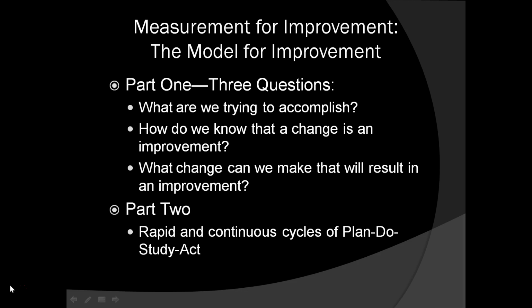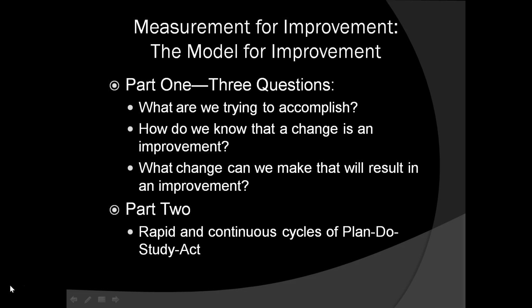The model for improvement was built on a rich tradition of quality improvement measurement methods dating back to the early 1900s. So part one, let's talk about the three questions. The first part focuses on three basic questions. What are we trying to accomplish? Here we need a clear goal statement, and we make them SMART: specific, measurable, attainable, realistic, and time-bound.